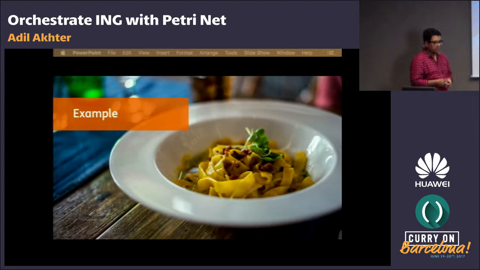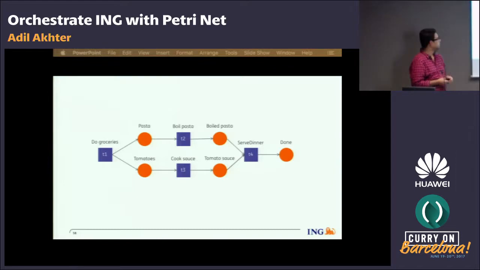So let's take a look at an example of making pasta with Petri Net. Basically, in this case, we have a network structure where first we are doing groceries. It can give you pasta and tomatoes, and then we can boil that pasta and cook sauce. So T3 and T2 can be executed concurrently. And when you have boiled pasta and tomato sauce, we synchronize it with a synchronization construct, and then T4 serves the dinner, and we're done with this Petri Net.